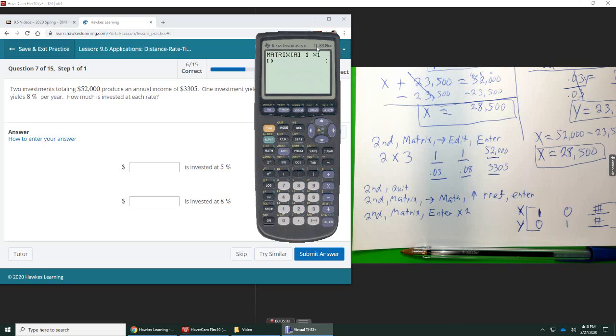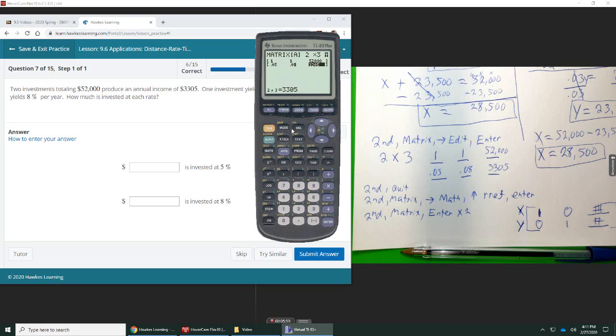It wants to know, well, how many equations? It's 2. And it wants to know how many terms? There's 3. And now we're going to insert these numbers. So 1, enter, 1, enter, 52,000, enter. And then 0.05, enter, 0.08, enter. And then 3305, enter.